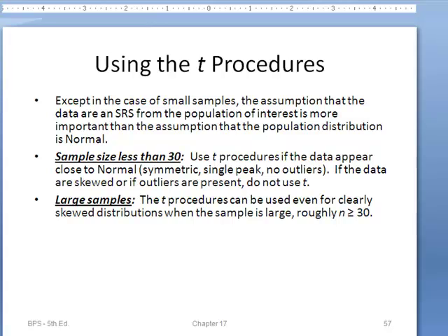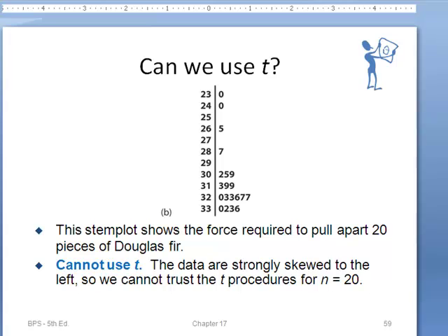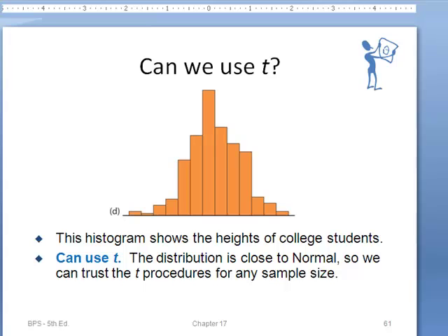For large samples, the T procedures can be useful, even for clearly skewed distributions, when the sample is large enough, roughly 30 or more. So here's an example where it's so skewed that we can't use the T procedure. Looking at this stem plot, the data is very skewed, so we can't use the T procedure for that. When the distribution is so close to normal, we can definitely use the T procedure. So this concludes Chapter 17.